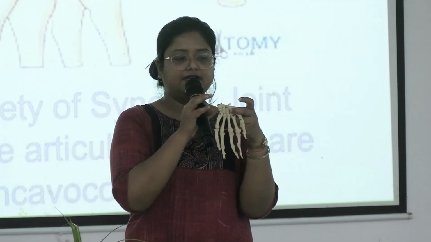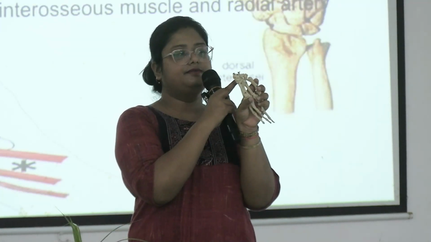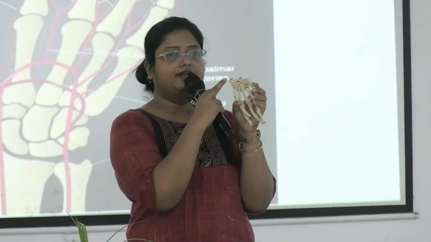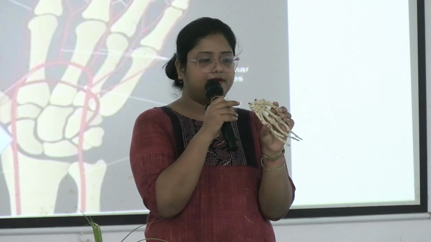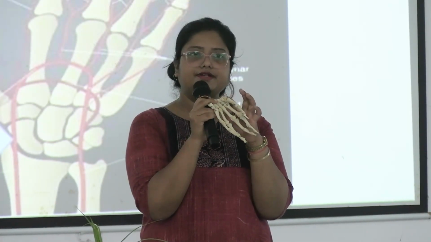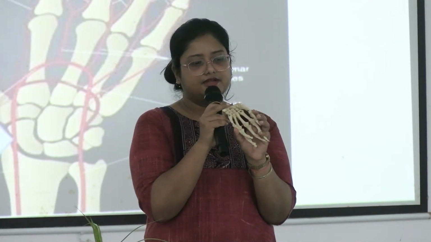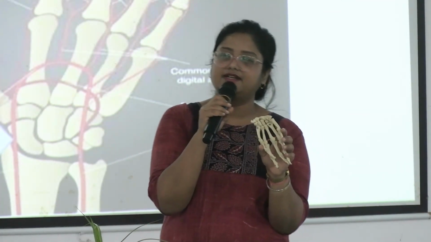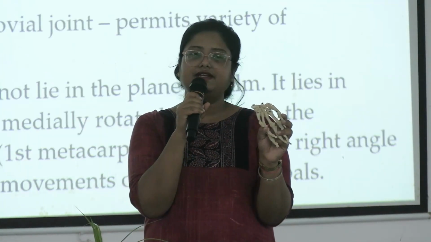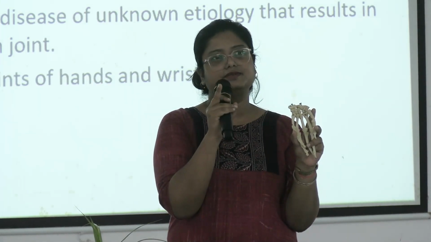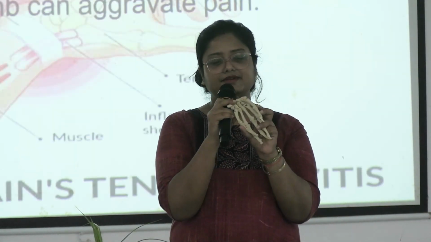This is a palm of the left side. Scaphoid, lunate, triquetral, pisiform, trapezium, trapezoid, capitate, and hamate. These are the carpal bones. So the trapezium is articulating with the first metacarpal, and it is lying on the anterior surface and rotated medially, allowing different movements. It forms a saddle type of synovial joint with two reciprocating concavo-convex surfaces between the distal surface of the trapezium and the proximal surface or base of the first metacarpal.